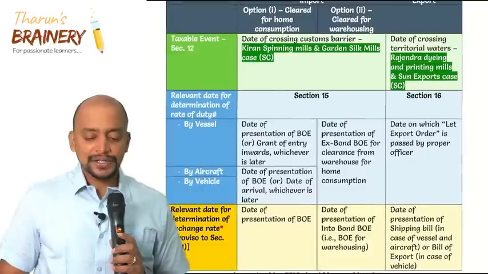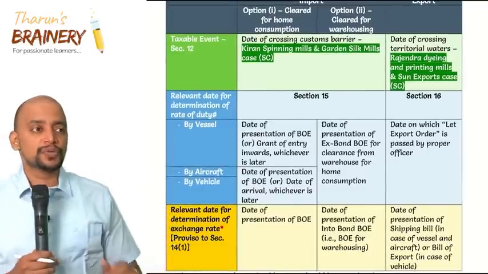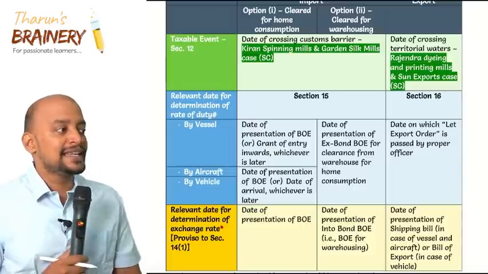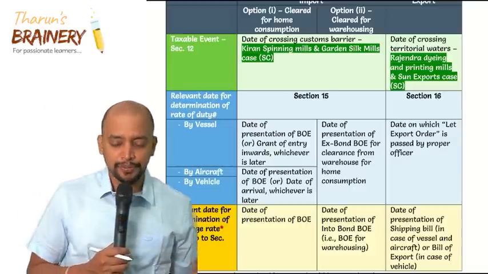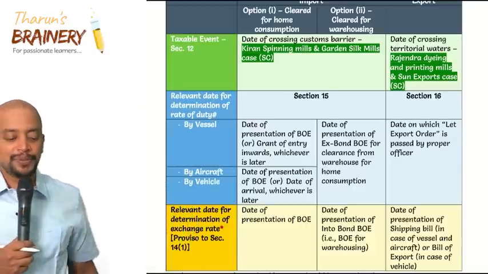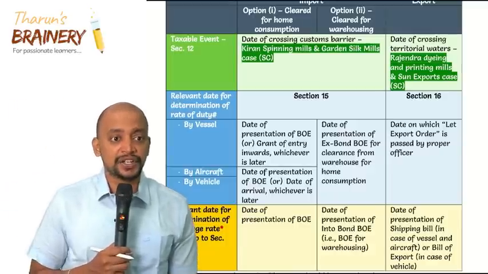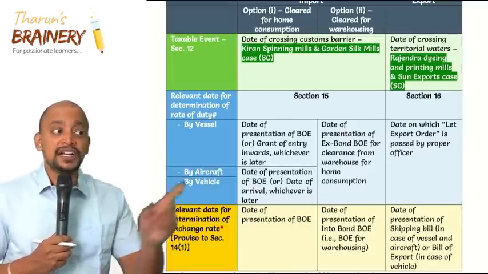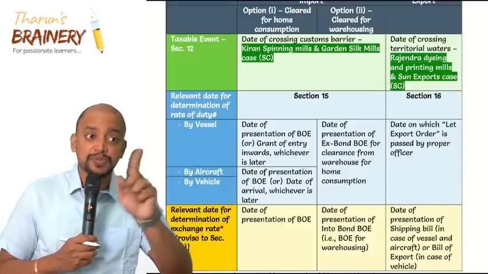Then in case of option 2, what is option 2? Imported goods are kept in the warehouse without payment of customs duty, and thereafter cleared from the warehouse upon payment of customs duty. So what should be taken as the relevant date for determination of rate of duty? It is the ex-bond bill of entry. It is not the in-bond bill of entry. It is the ex-bond bill of entry.